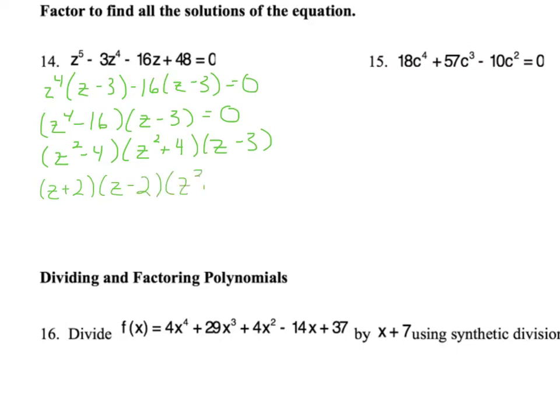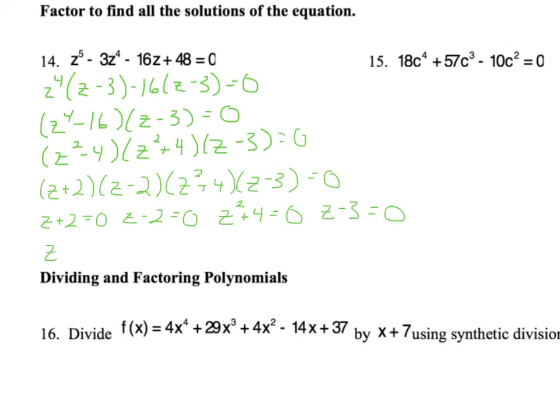I can't factor z squared plus 4 anymore, so I'll just leave it. And then I have a z minus 3. So now I want to take each piece and set it equal to 0. So z plus 2 equals 0, z minus 2 equals 0, z squared plus 4 equals 0, and z minus 3 equals 0. So z will equal negative 2, equal positive 2. For z squared plus 4 equals 0, z squared will equal negative 4. So when I take the square root of that, I will get plus or minus 2i, and then z will equal 3. So I ended up getting 5 solutions, because I had a 5th degree polynomial.